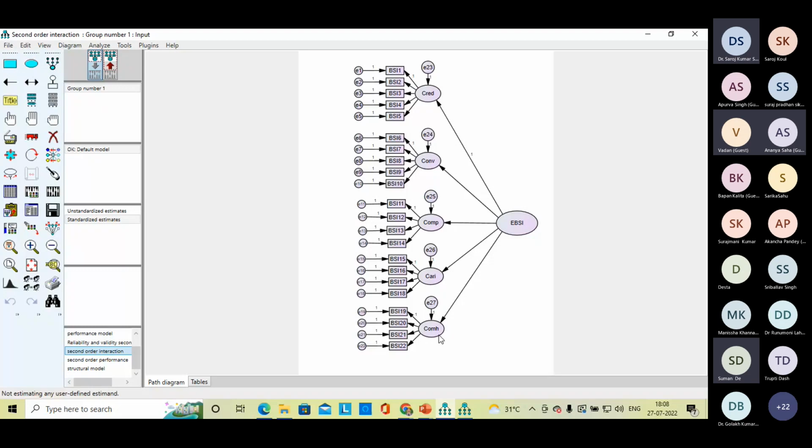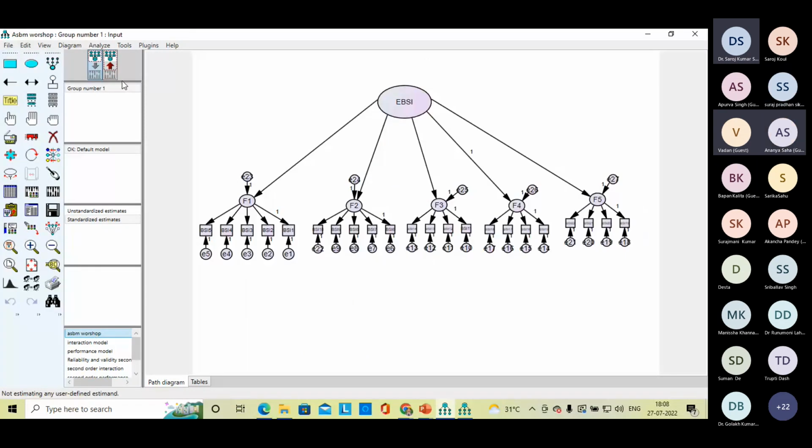So this carries more importance to make the buyer-seller interaction effective, because it is carrying 76% weightage. Comprehension is carrying 76% weightage to make the buyer-seller interaction effective. Look here, 76% weightage. So that means comprehension is carrying maximum weightage to make the buyer-seller interaction effective.